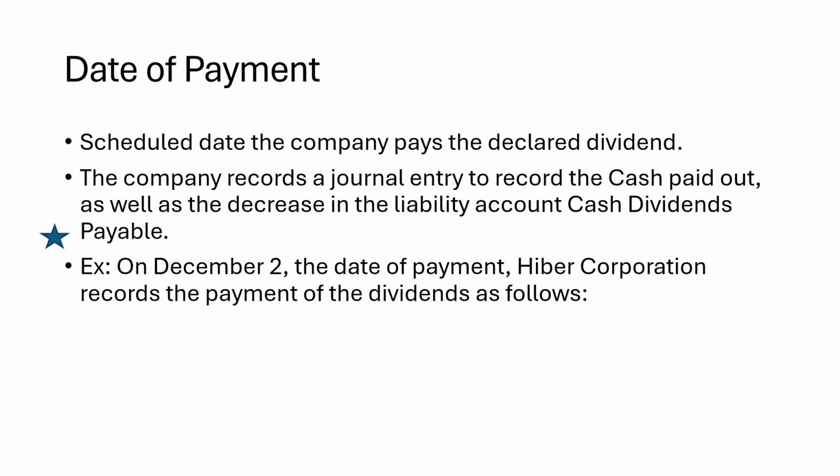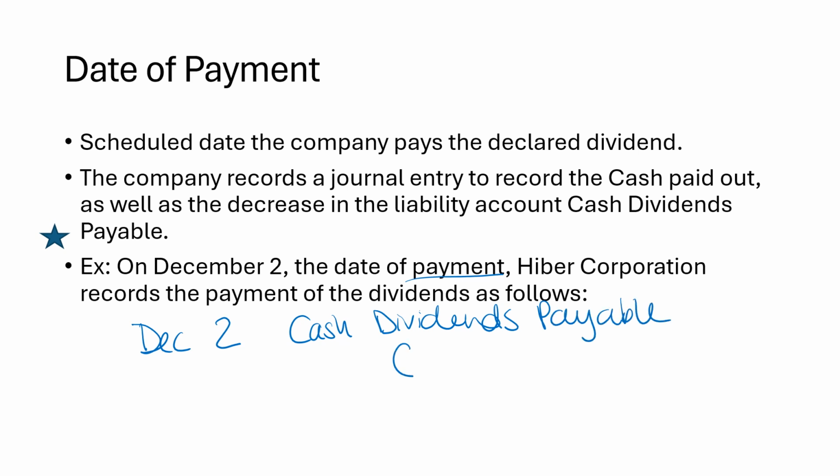So on December 2nd, the date of payment, Hybrid Corporation records the payment of the dividends as follows. So it's December 2nd. The liability is being decreased, so debit cash dividends payable. Cash is being paid out, so credit cash, and the amount is $42,500.